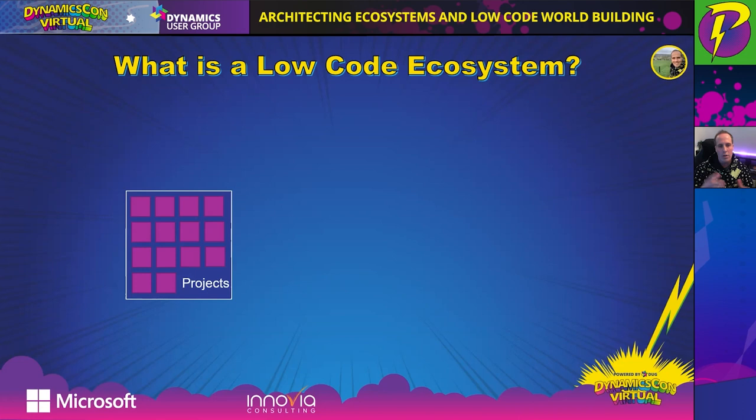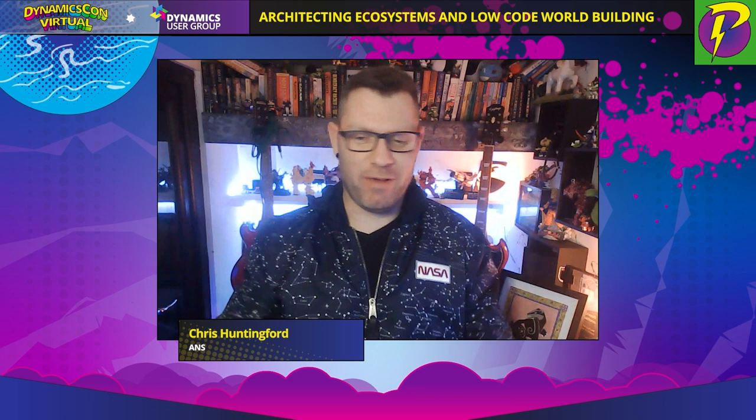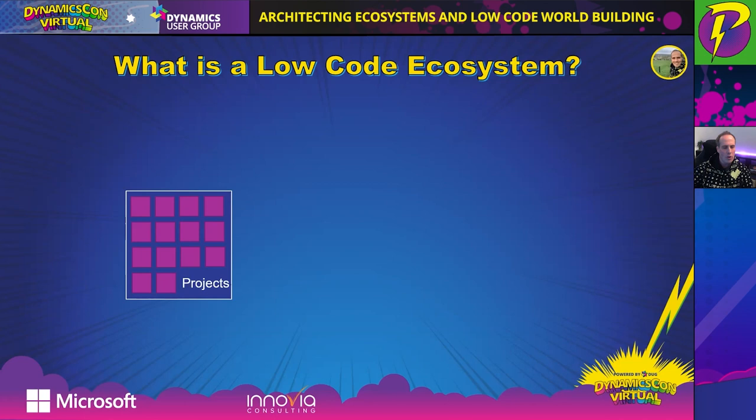And Chris, what's one of your famous sayings with low code and projects and oxygen? Yes, absolutely. So apps are oxygen for ecosystems. I love that one actually, and it's so true, right? If you think about the whole concept of what an ecosystem is. So yeah, tell us more. Absolutely. So as we said, projects are the oxygen for the ecosystem. But there's more to it than just projects.